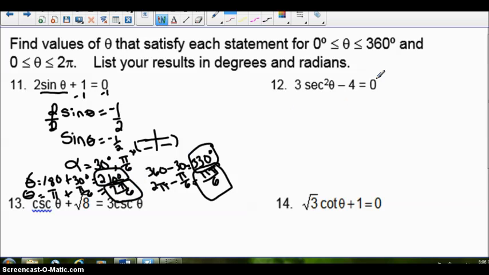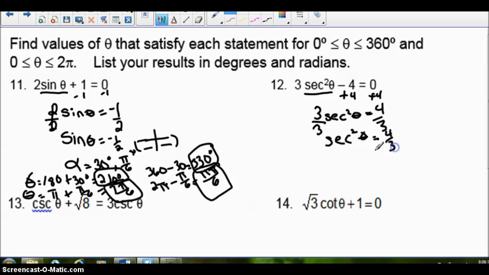All right, let's look at number 12 here. 3 secant squared theta minus 4. So again, we're going to isolate our trig function. We're going to add the 4. So we have 3 secant squared theta equals 4. Then we divide by the 3. So secant squared theta equals 4/3. Okay, so we take the square root.